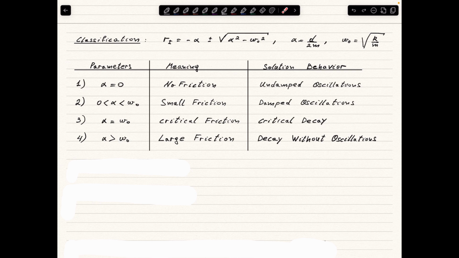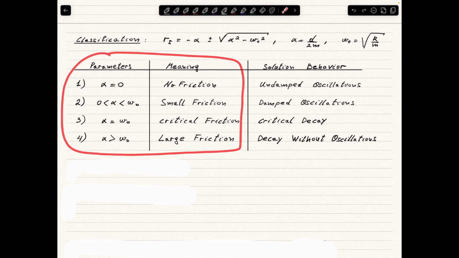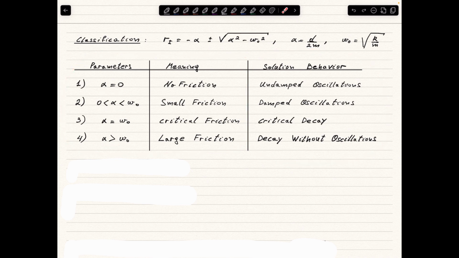So now we are going to see why the assumption on the parameters given by these different cases imply that the corresponding solution behave in that way. For that we need the solution formulas in the different cases, and we are going to start with the case of no friction, alpha equals 0. We said that alpha equals 0 is called no friction because it's equivalent to the friction coefficient to be equal 0. And what that implies?